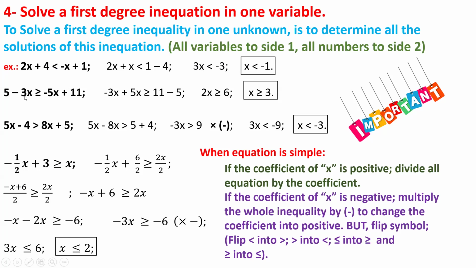Another example, 5 minus 3x greater than or equal minus 5x plus 11. I keep minus 3x and I get minus 5x. It becomes 5x. Greater than or equal 11.